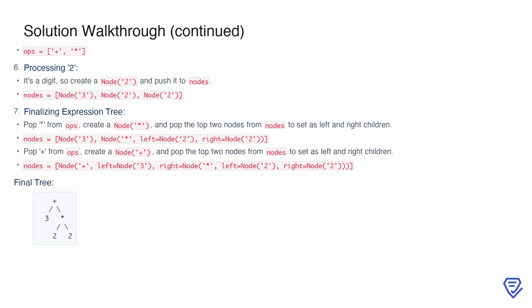Now, we begin constructing the expression tree. First, we pop the asterisk operator from the ops stack and create a node for it. We then pop the top two nodes from the node stack and set them as the left and right children of the asterisk node. This new subtree is pushed back onto the node stack. Next, we handle the plus operator by popping it from ops and creating a node for it. Again, we pop the top two nodes from nodes and set them as the left and right children of the plus node. This results in the final tree, where plus is the root, with 3 as its left child and the previously created asterisk subtree as its right child. The tree structure is now fully built and matches the given expression.